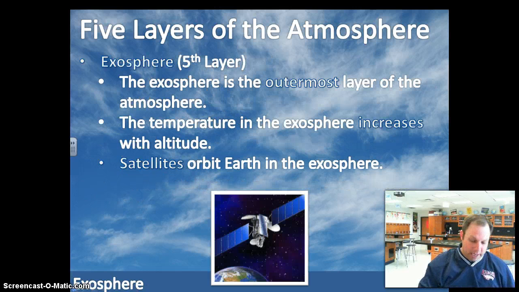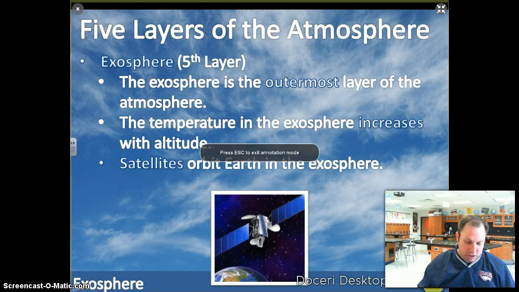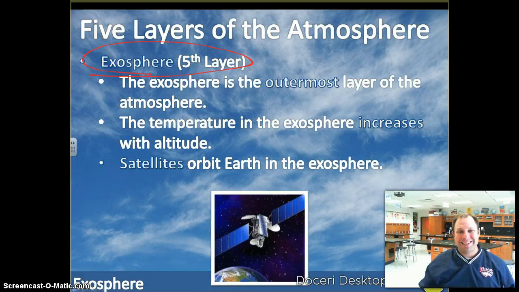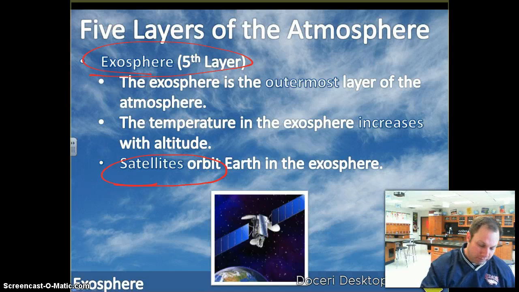Then we have the fifth layer. This is by far, obviously, the furthest one out, the exosphere. It's the one closest towards space. It is the thinnest layer, and this is where we find our satellites orbiting the Earth. Not a whole lot of air there. Very, very thin. Just a little bit of air. And again, finding our satellites in this particular area of the atmosphere.